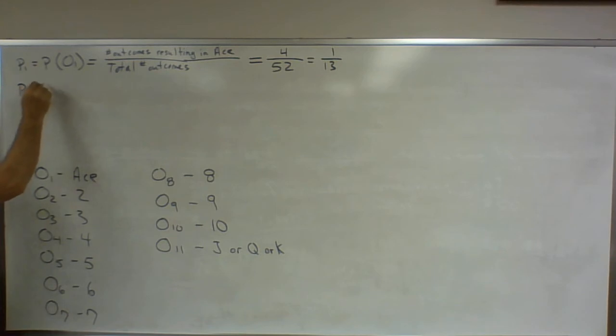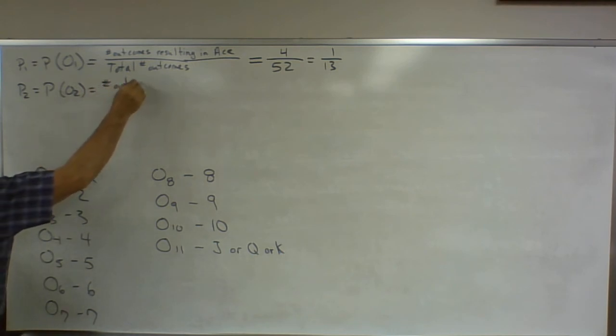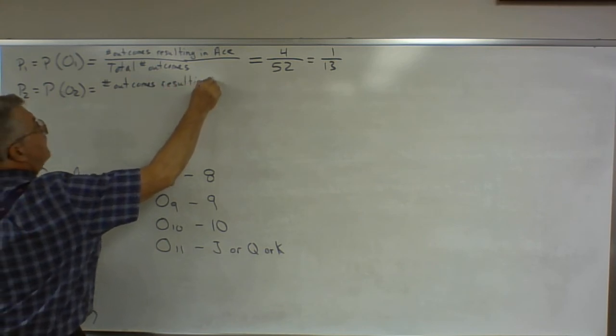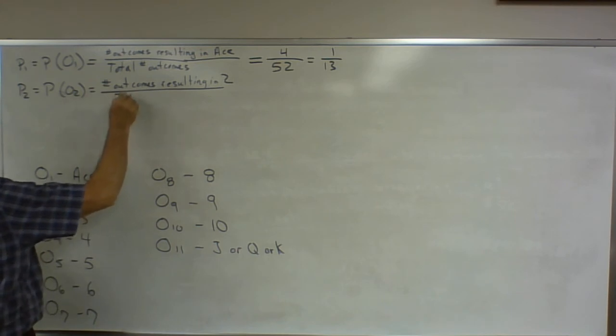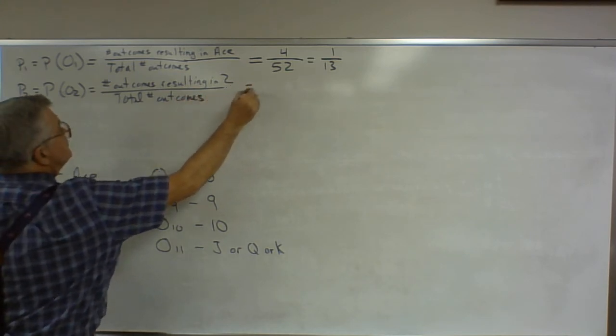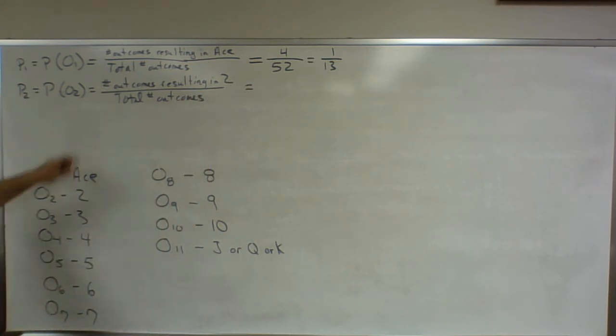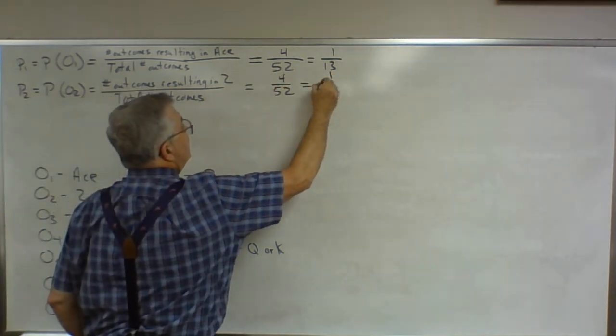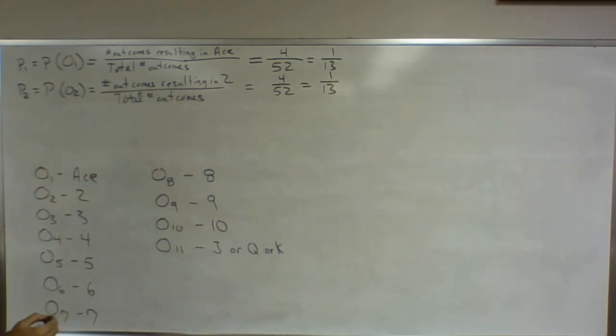Probability of getting a 2. Number of outcomes resulting in a 2 over total number of outcomes. There are four different ways that we can get a 2. We can get two of clubs, two of diamonds, two of hearts, two of spades. So four ways out of 52. Probability that P2 occurs is 1/13.